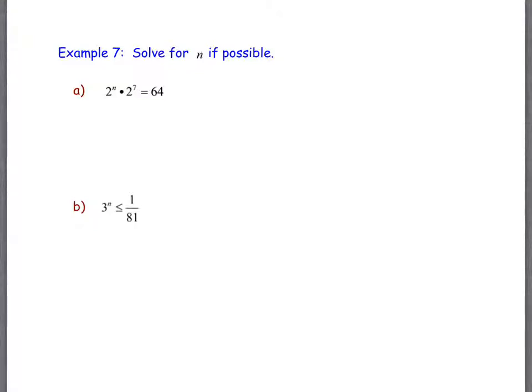How do I simplify 2 to the n times 2 to the 7th? What would I do to those exponents? Add them, right? I hear a few of you saying add them. So I could write this as 2 to the n plus 7 on the left. Okay? That's the very first property of exponents that we had. Multiplying with the same base, so we can add the exponents.